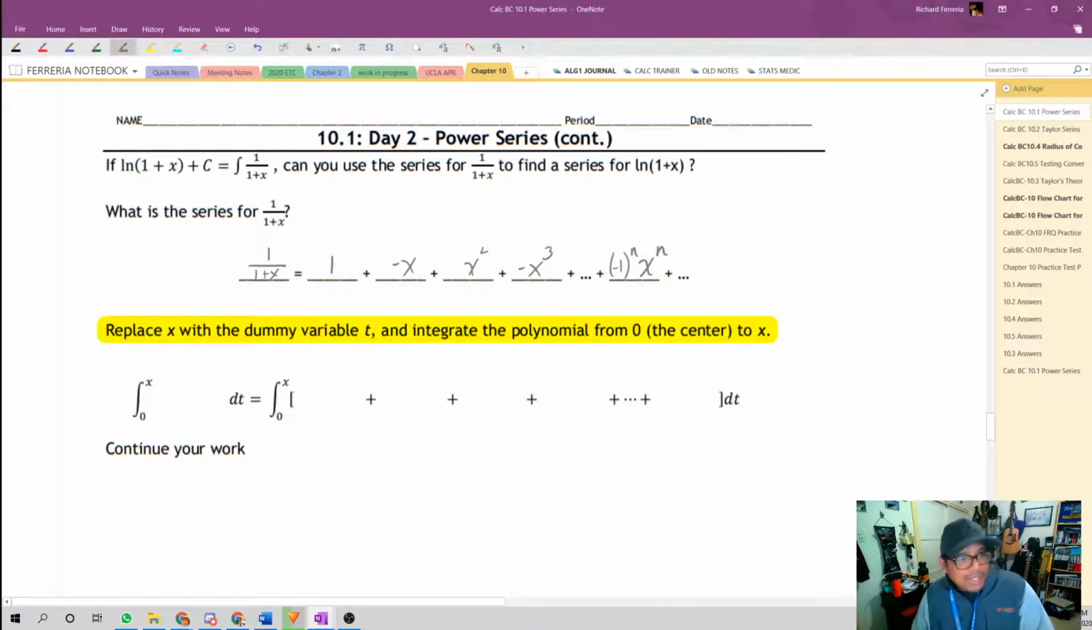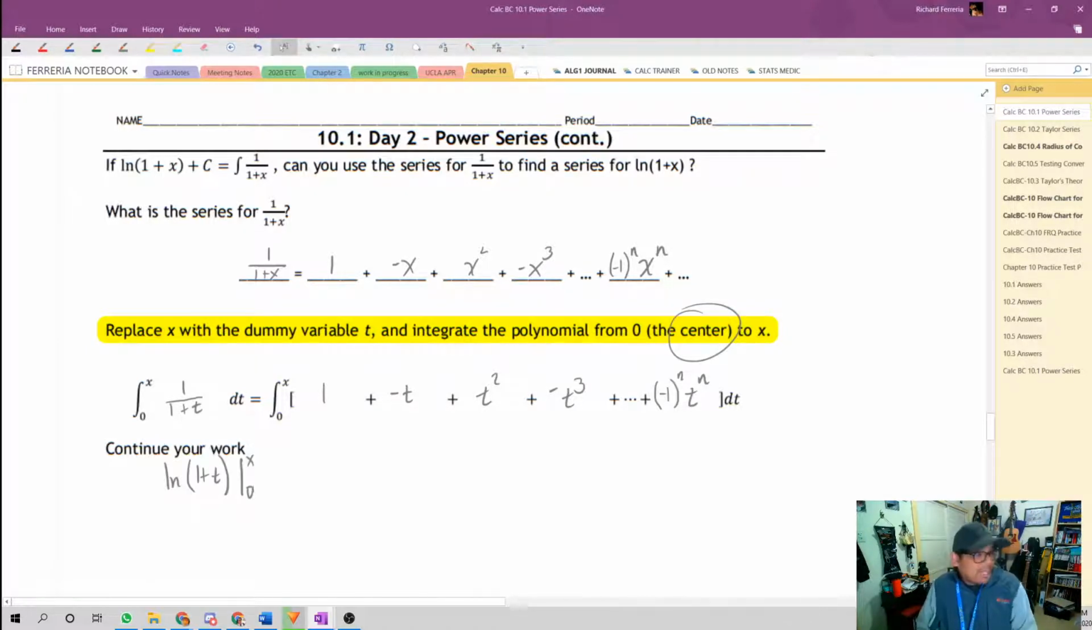We're going to replace x with a dummy variable t, and then we're going to integrate our polynomial from 0, which happens to be the center of the series, to x. So the antiderivative from 0 to x of 1 over 1 plus t dt is the integral from 0 to x of 1 plus negative t plus t squared plus negative t cubed plus ... all the way to negative 1 to the n t to the n power. Now we're just going to take a term-by-term integration.